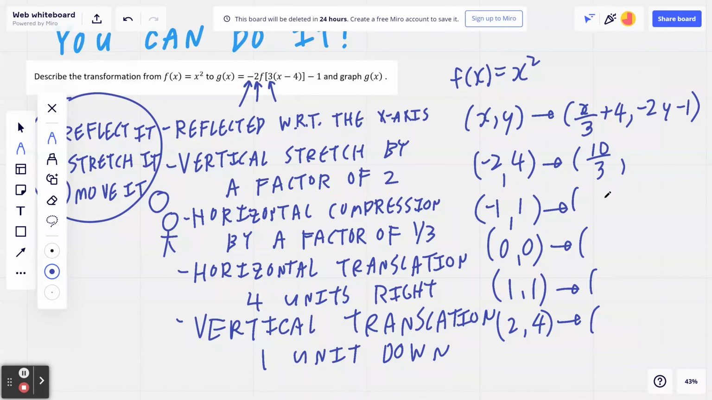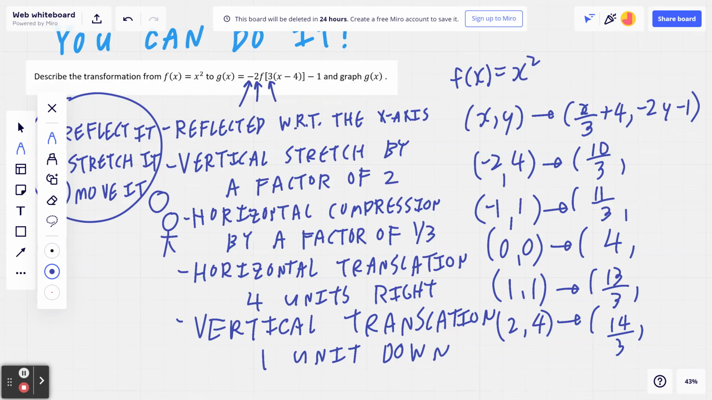Next, you plug in negative 1. That's going to be 12 minus 1, 11 over 3. Then you have 0 plus 4, which is 4. 1 over 3 plus 4, that's going to be 13 over 3. And of course, if you plug in 2, that's going to be 14 over 3.